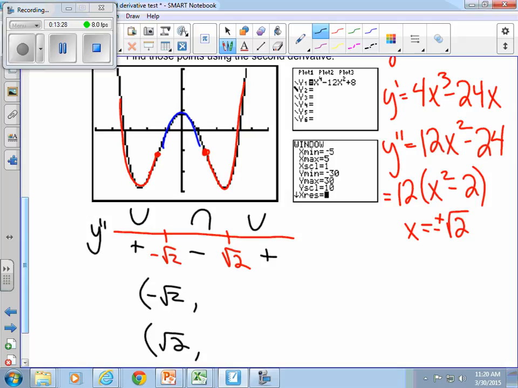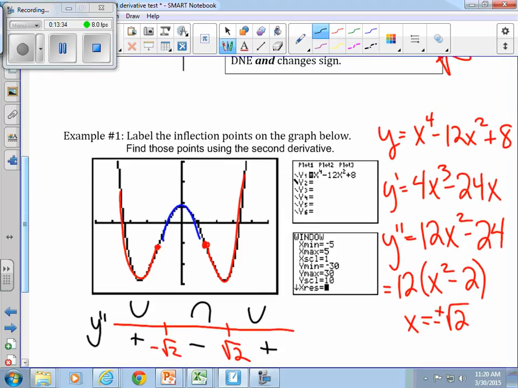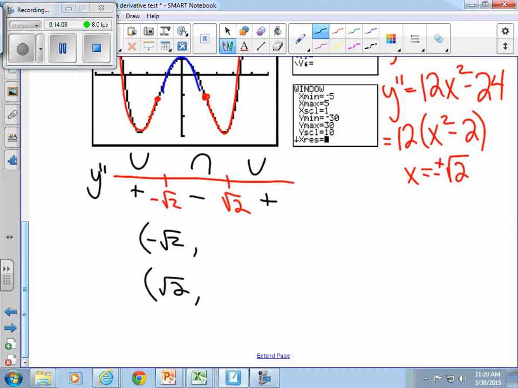First derivative gives you slope. Second derivative gives you concavity. So negative radical 2, it works out nice. Both of those are going to give you the same value when I plug them in, right? Do I need a calculator for this? No, I don't. Square root of 2 to the 4th is 4, right? This is just 2, right? So negative 20 plus 8 is negative 12.